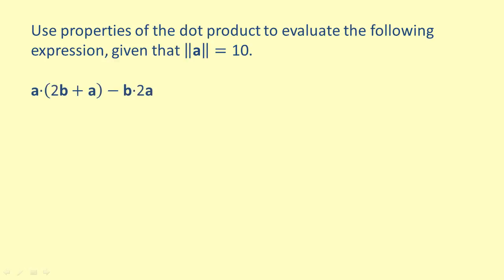In this example, we are asked to evaluate an expression involving dot products of vectors a and b, and scalar multiples of these vectors, given only the magnitude of one of the vectors. We will need to apply several dot product properties. We begin by using the distributive property to remove the parentheses.